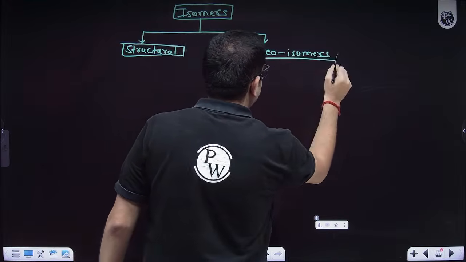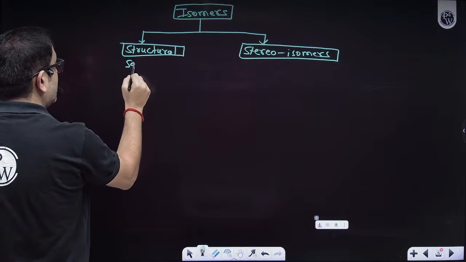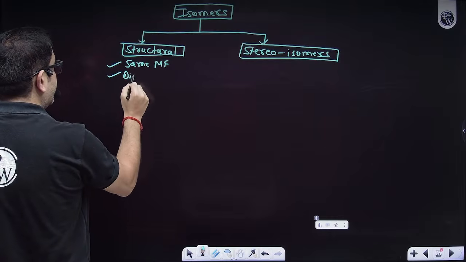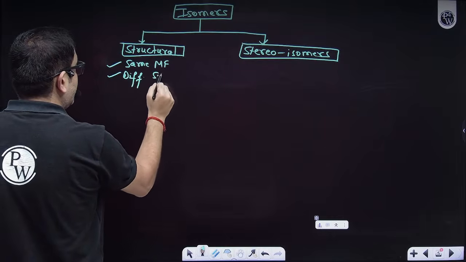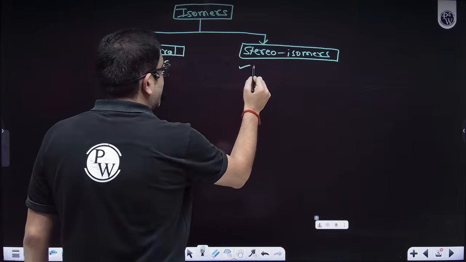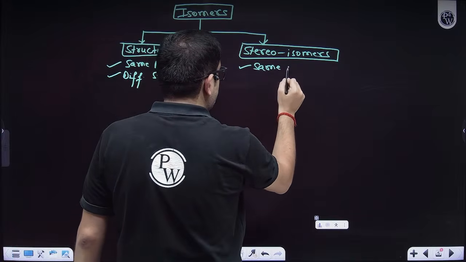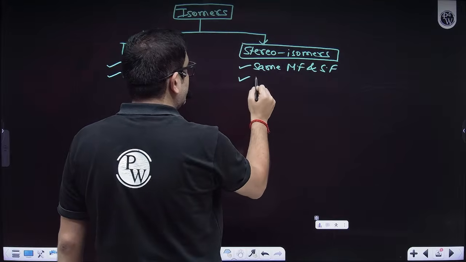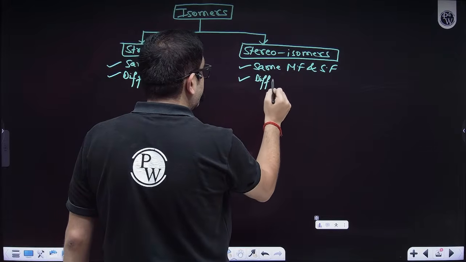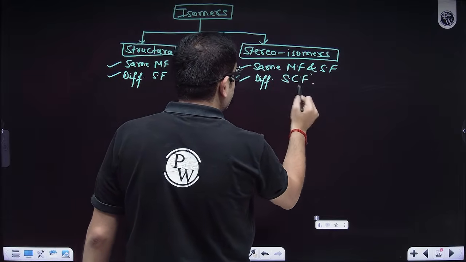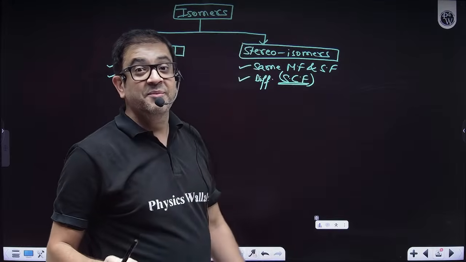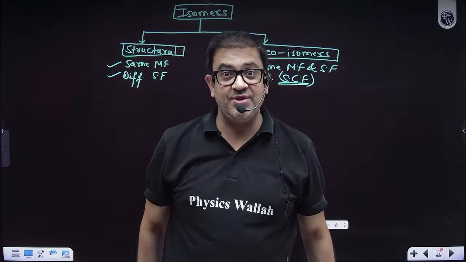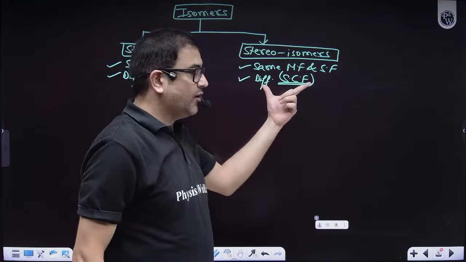So structural isomers have the same molecular formula but different structural formula. Stereoisomers have the same molecular formula and structural formula also. But what do they differ in? Sir, they differ in their stereochemical formula. Sir, what is the stereochemical formula? Beta, the orientation in three-dimensional space. The orientation in three-dimensional space is different, and that's why they are called stereoisomers.